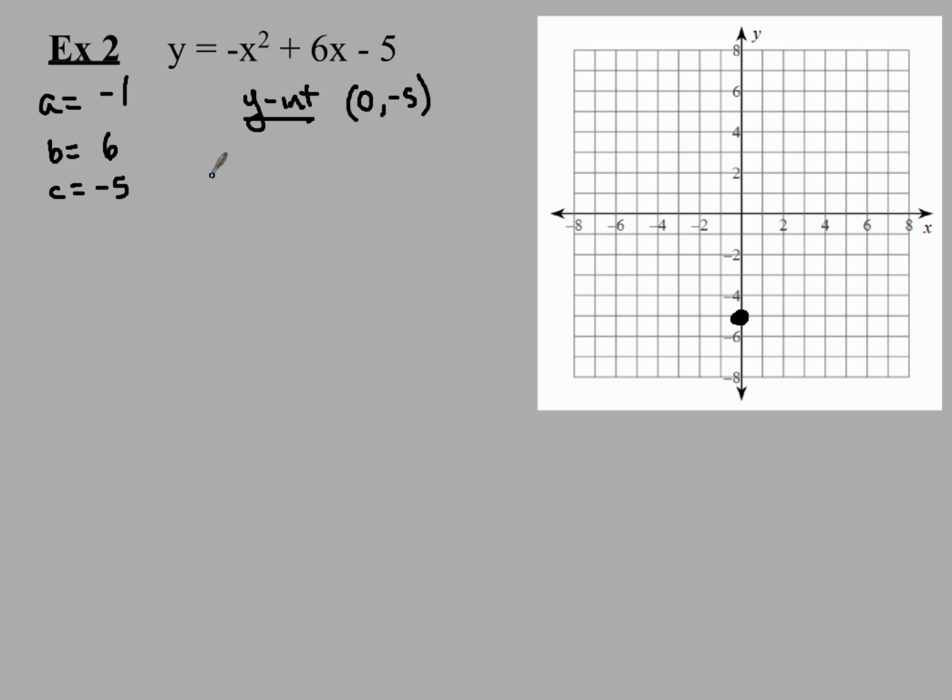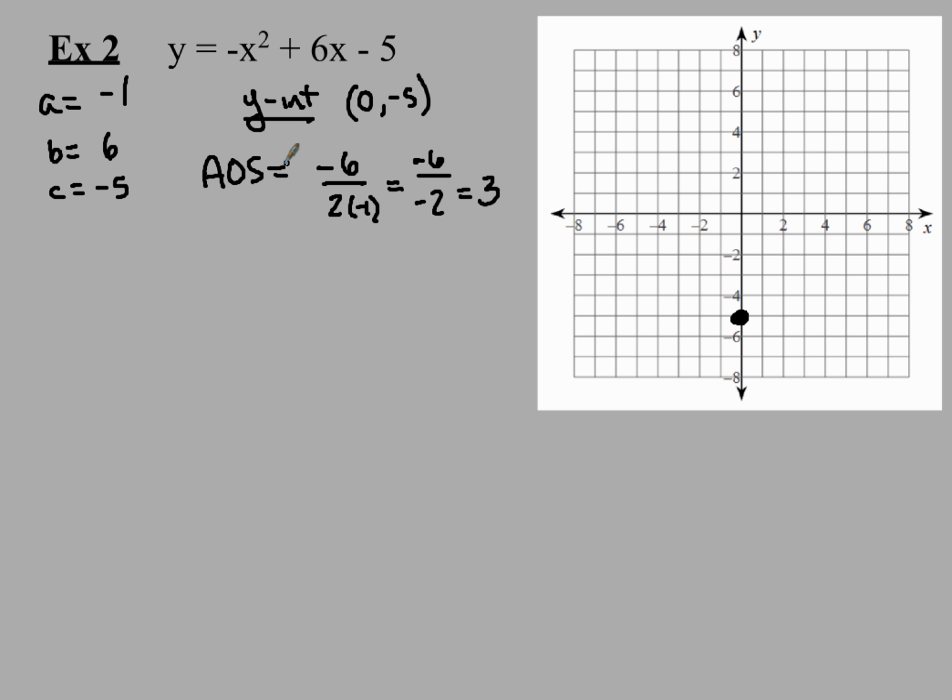Now the next thing that I'm going to do is I'm going to go ahead and find the AOS, the axis of symmetry. So my axis of symmetry is going to be the equation, negative b over 2a. So I take my b value, 6, I'm going to make that the opposite. So negative 6 over 2 times a. 2 times a is negative 1. And that's going to give me negative 6 over 2 times negative 1 is negative 6 over negative 2, which just reduces down to 3.